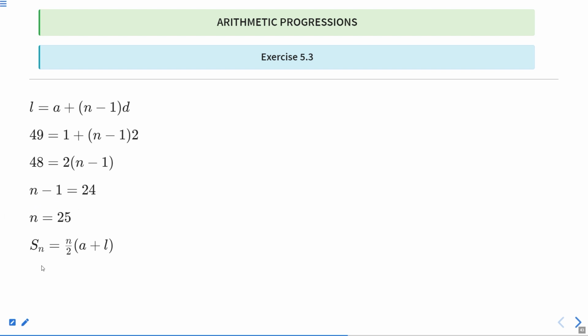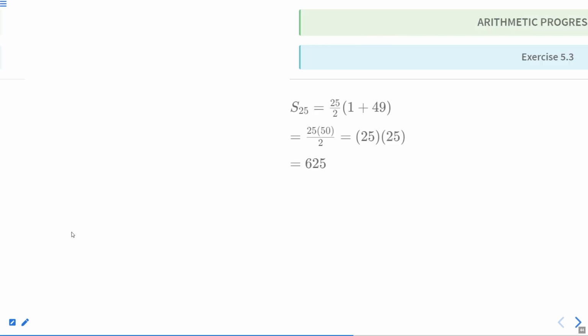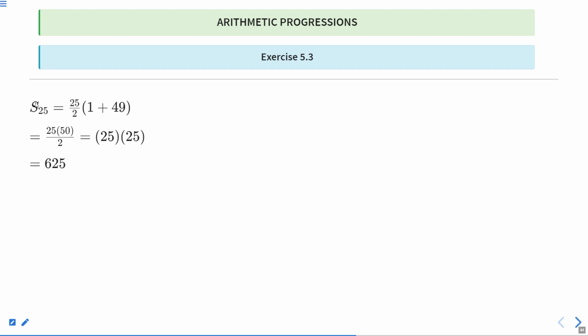Okay, and now the sum of first n terms, that is Sn, is equal to n by 2 times (a plus l). Okay, so S25 is equal to 25 by 2 times (1 plus 49), that is equal to 25 times 50 by 2, that is equal to 25 into 25, that is equal to 625. Okay, so the sum of odd numbers between 0 and 50 is equal to 625.